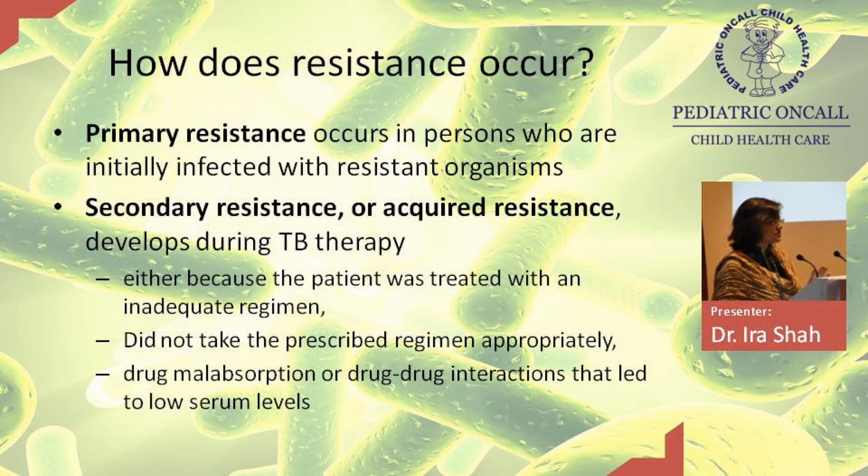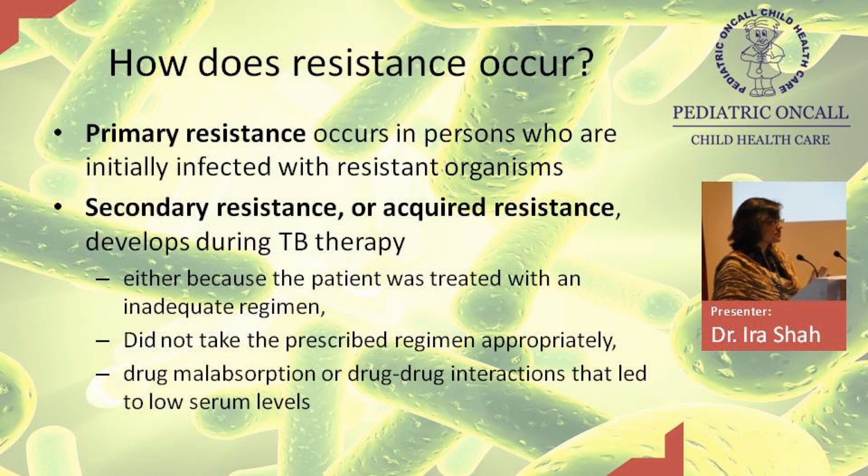Now how does this resistance in TB occur? It's either primary resistance or it's secondary. Primary resistance is in persons who are infected with resistant organisms, whereas secondary resistance is acquired, occurs during therapy, either because you gave insufficient treatment or you gave wrong doses or patients were not compliant or malabsorption of the drugs took place or there are a lot of drug-drug interactions that were not identified. So the patient to begin with was not resistant, became resistant on therapy. That's secondary resistance or acquired resistance.